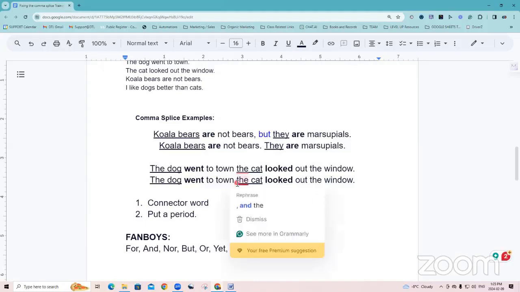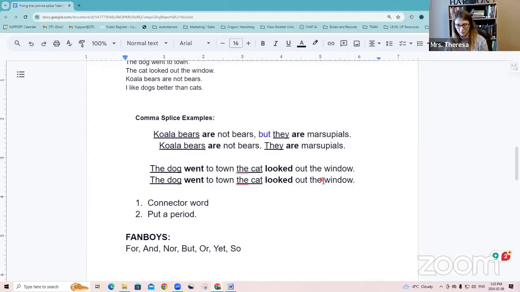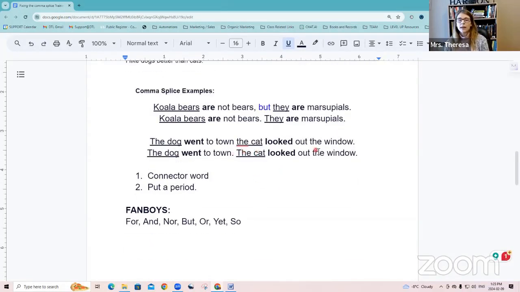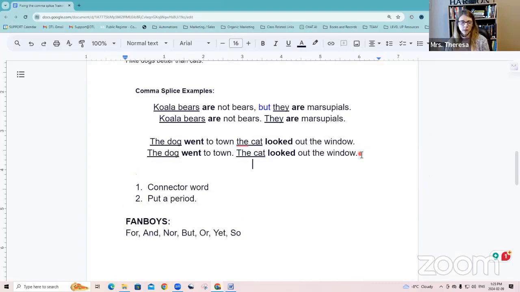Make it 2 sentences. Yeah, just make it 2 sentences. Sometimes that works. Sometimes that's all we have to do, especially if we've had some really big, long sentences. The dog went to town. The cat looked out the window. If we wanted to fix this with a connector word, what connector word could we use in there? What word could we put in the middle that would connect it?